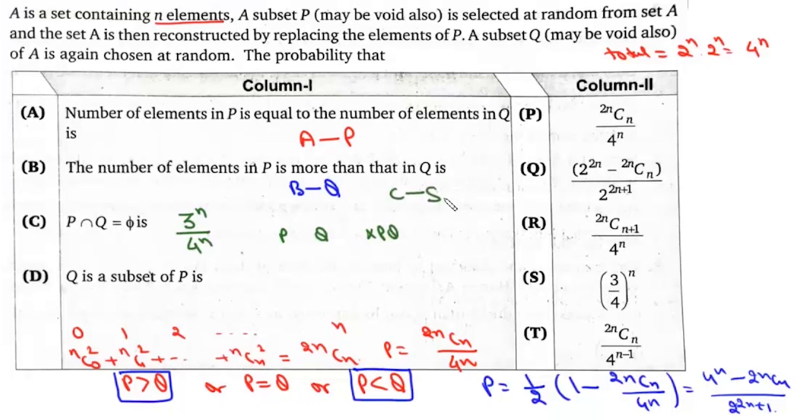Now D is Q is a subset of P. Now if Q is a subset of P, then the first case is when Q doesn't have any element.